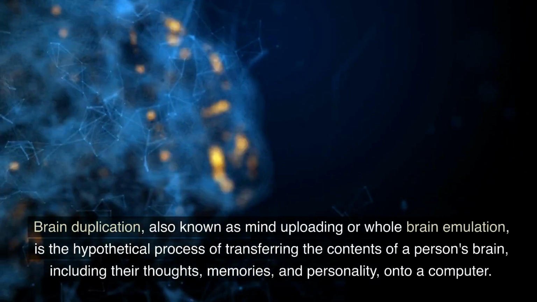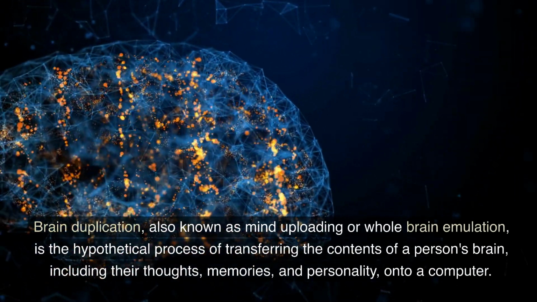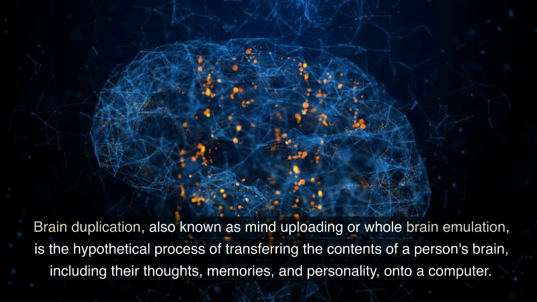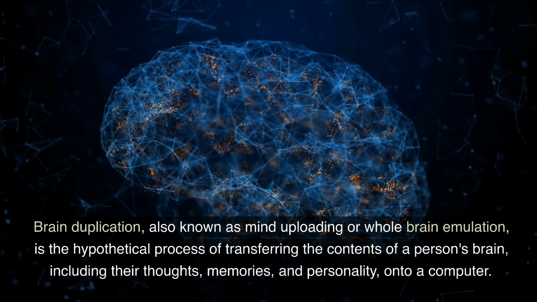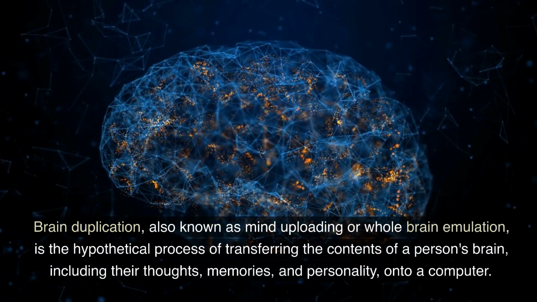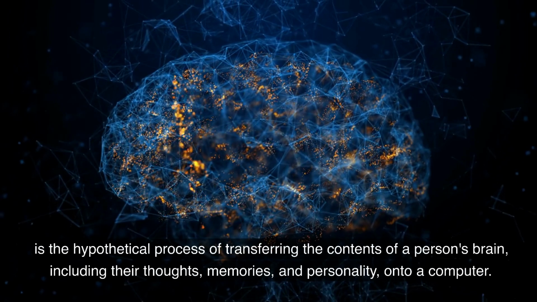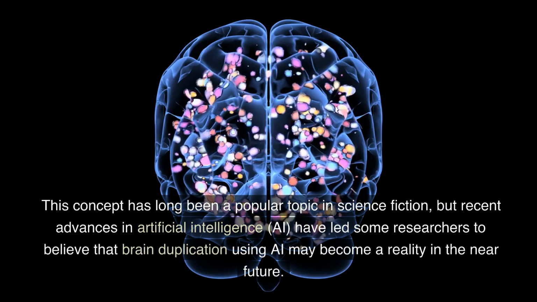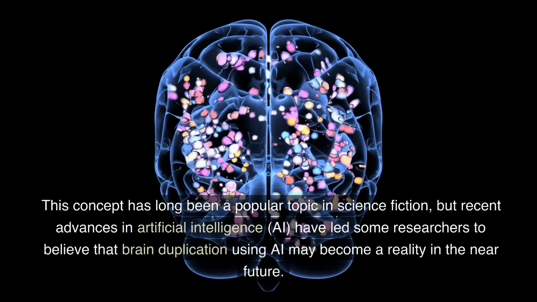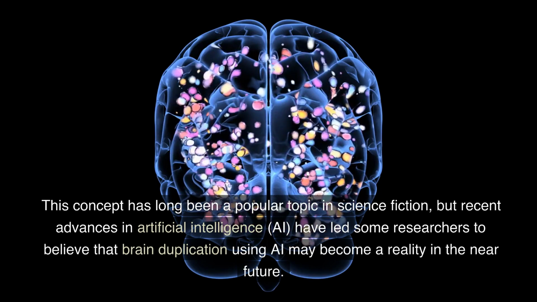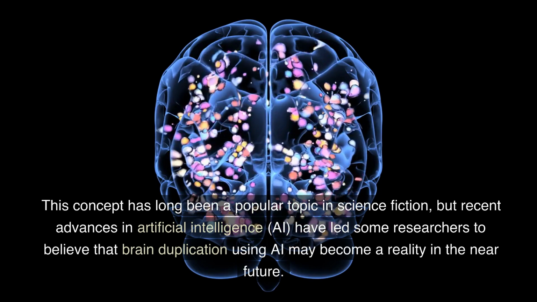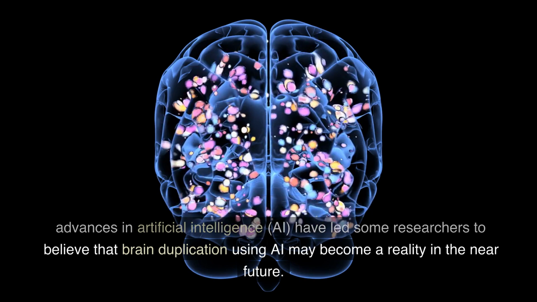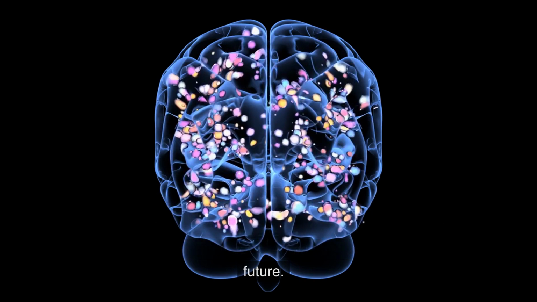Brain duplication, also known as mind uploading or whole brain emulation, is the hypothetical process of transferring the contents of a person's brain, including their thoughts, memories, and personality, onto a computer. This concept has long been a popular topic in science fiction, but recent advances in artificial intelligence, AI, have led some researchers to believe that brain duplication using AI may become a reality in the near future.